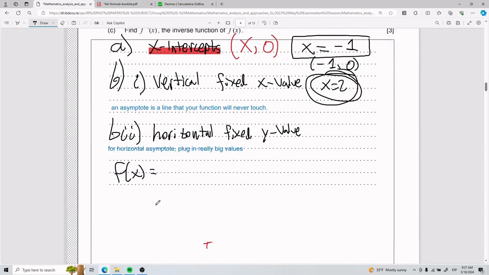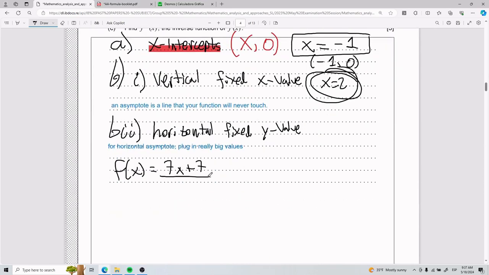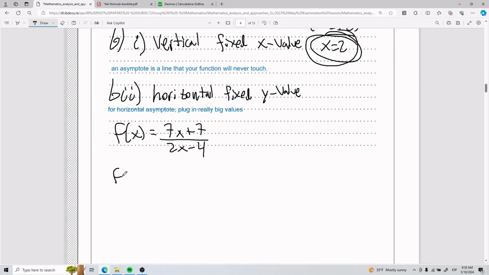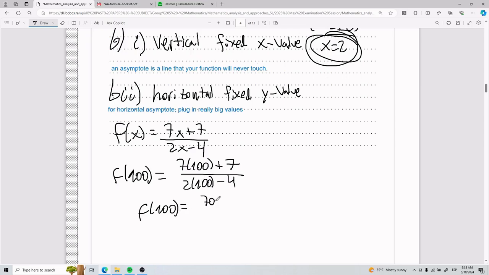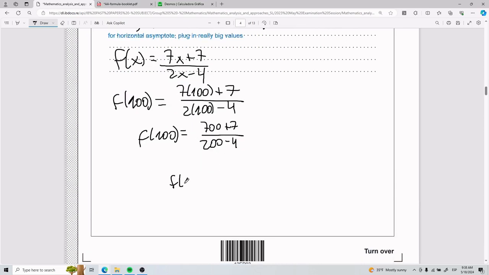For example, my f of x, as we said, is 7x plus 7 divided by 2x minus 4. So if I go ahead and plug in something like 100, you end up with 7 times 100 plus 7 divided by 2 times 100 minus 4. So that means I end up with 700 plus 7 divided by 200 minus 4. So this is pretty much just going to be 707 divided by 196.